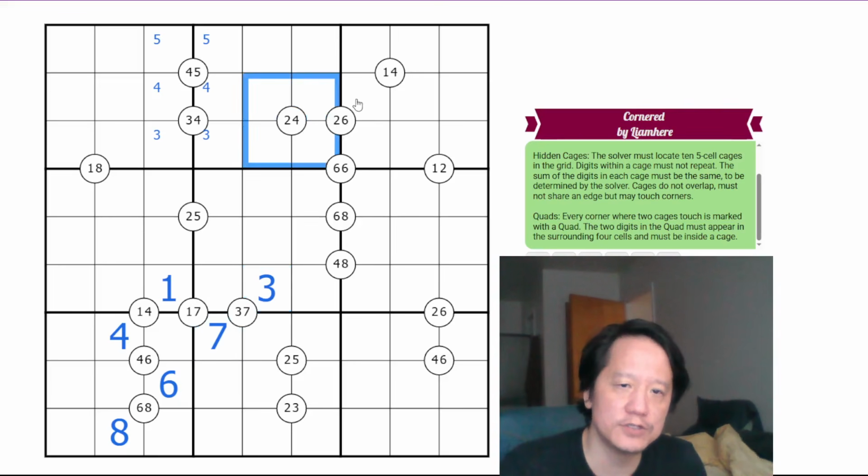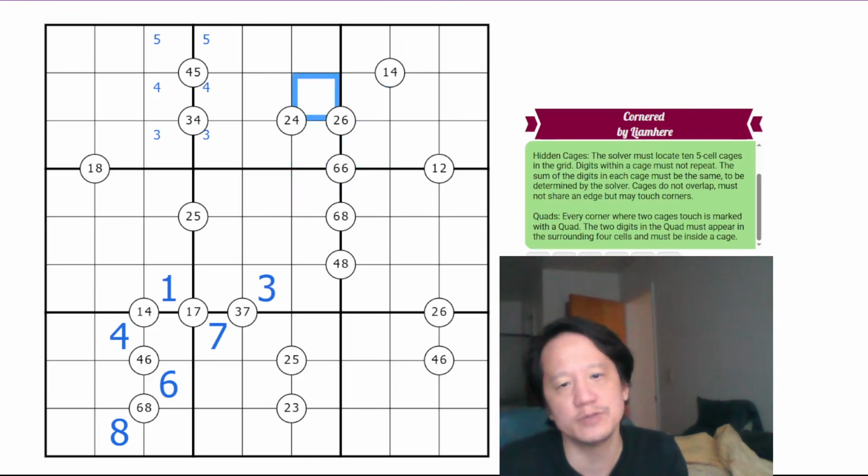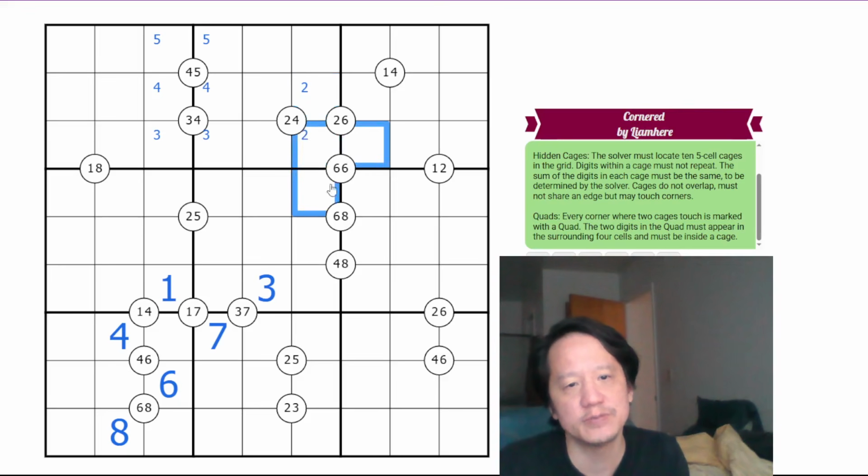So between these two is a 2. And between these two is a 6. So 2 has to be one of these. Between these has to be a 6. So that means this cannot be 2 here, which means this is the 2 here.